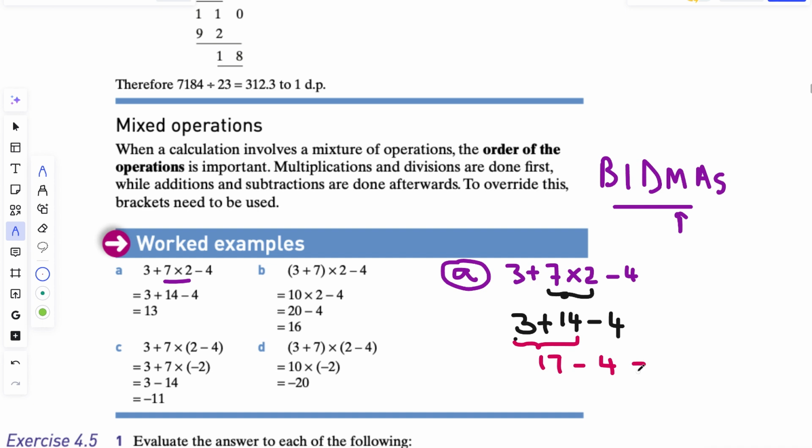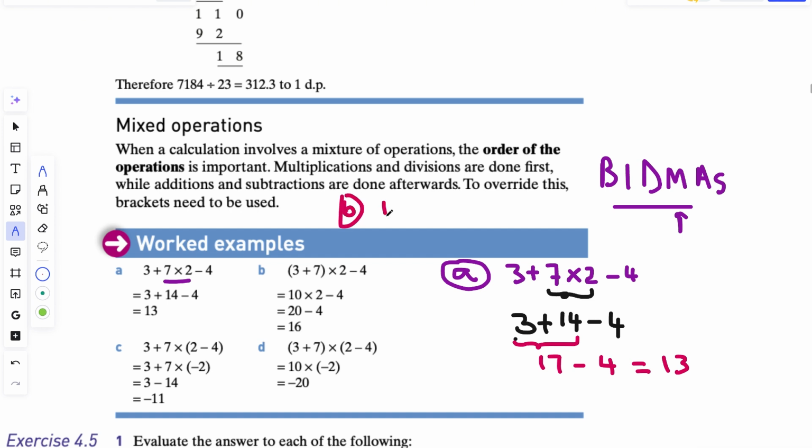So this is how you do the order of operation, the 4 rules, what we call the 4 rules. However, if there's a bracket, we're going to treat the bracket first. Now, in this example B, they put a bracket between 3 and 7. Now you're going to do the bracket. So let's do the B. For the B, 3 plus 7 is 10.